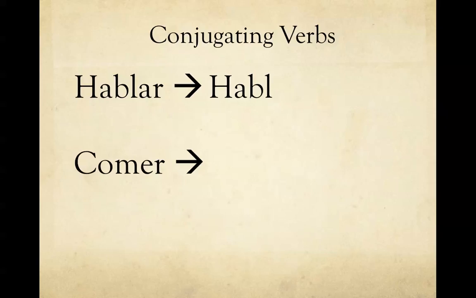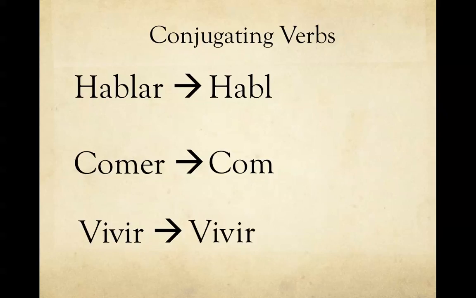Now, what about the verb comer? Not an AR, but an ER verb. So, if we take our verb, all we have to do here is remove the ER. Now we have the root of the verb comer. Same thing for the verb vivir. We have the whole infinitive, which ends in IR, and all we do is remove that ending. It's pretty simple, right? Seems like it, so let's keep moving.